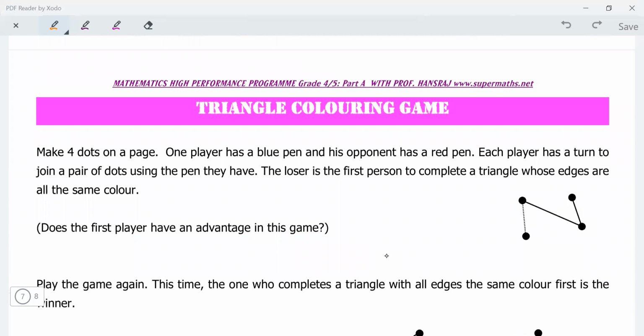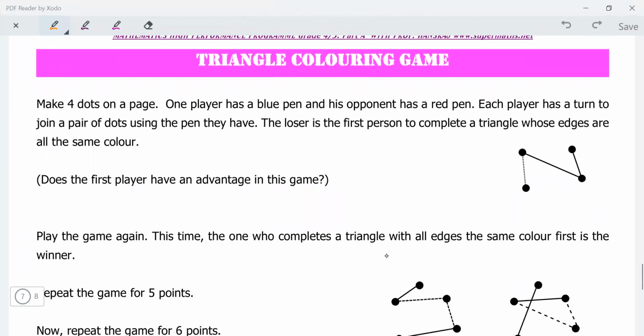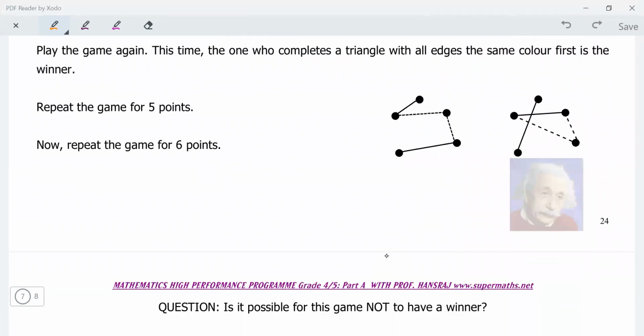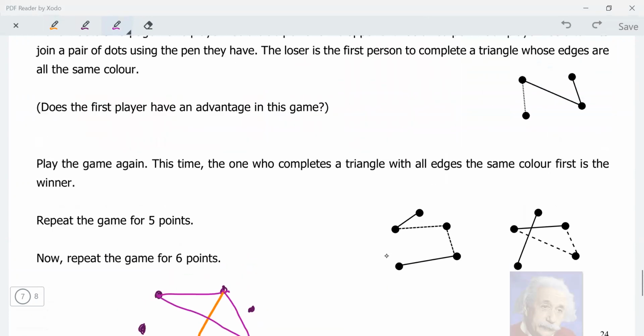Finally, a game. Try this game out with your friends. If you take 6 dots, 1, 2, 3, 4, 5, 6, and you're allowed to join the dots with the red or blue lines. Right? Let's say it's a game. So your first player takes a turn, he uses the red line, purple. The next person has to go, he chooses orange, and join any 2 dots, and you carry on like this. The first person to make a triangle of the same color, for example, like that, is the one who will be the winner.